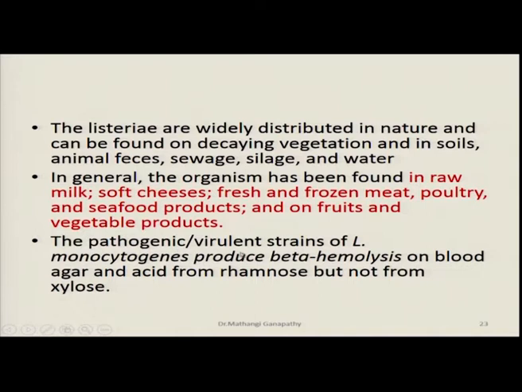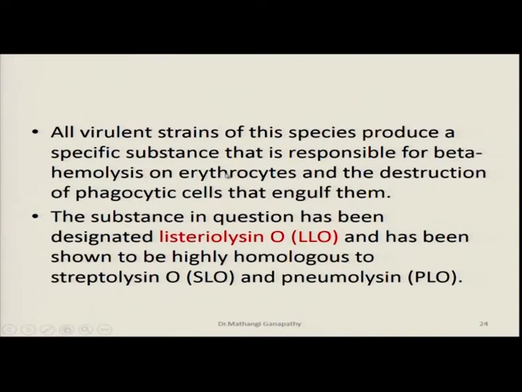And regarding the pathogenic and virulence traits, Listeria monocytogenes produces beta hemolysis on blood agar, meaning they can destroy the red blood cells, and they can also produce acid from rhamnose, but not from xylose. So, this is a means of distinguishing whether the strain of Listeria which is seen is pathogenic or not. If it produces beta hemolysis on blood agar and it also produces acid from rhamnose, the organism is pathogenic, it is virulent.